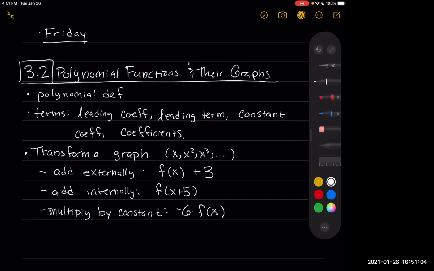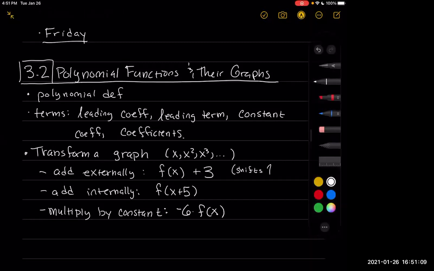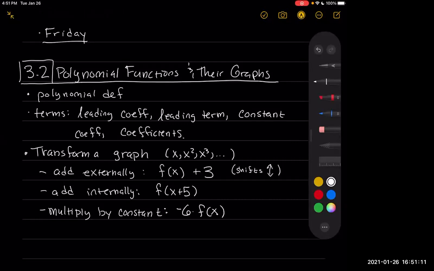Adding externally shifts up and down. Adding internally, this shifts side to side. And multiplying by a constant, this stretches or squeezes. It only squeezes if the number you're multiplying is less than 1. So yeah, it stretches and like we'll flip graphs. So that's kind of how the beginning of section 3.2 started.